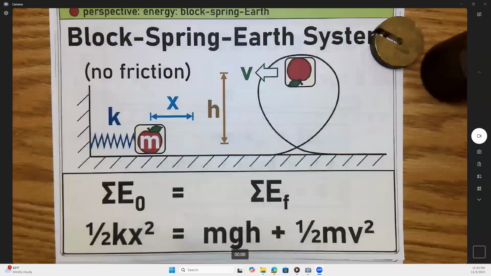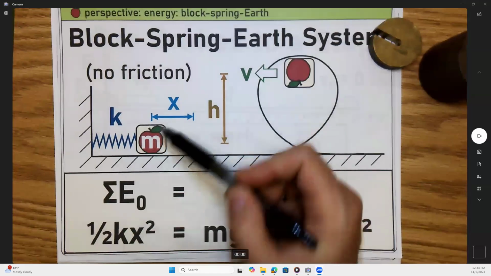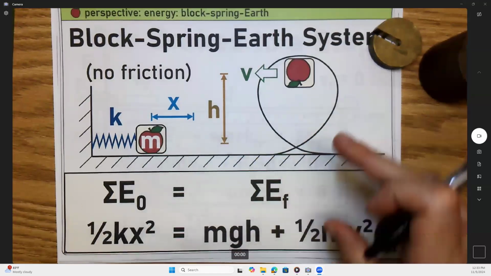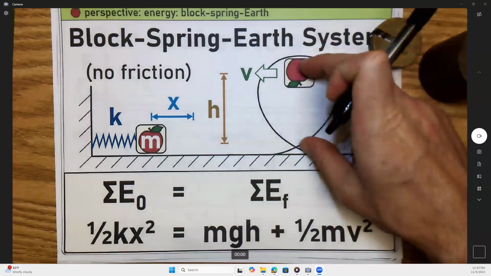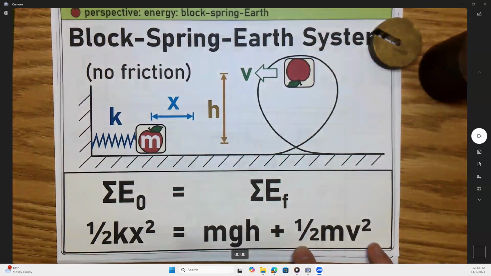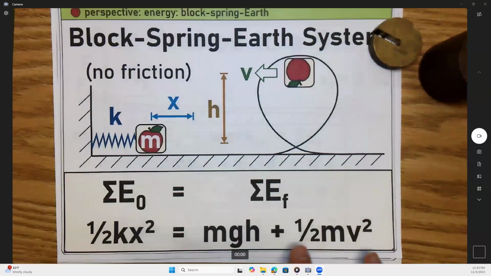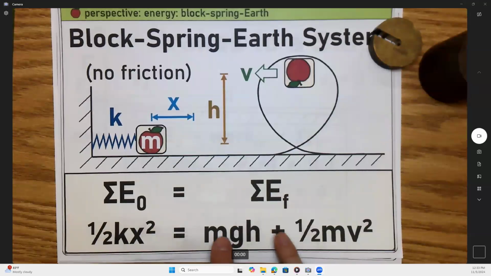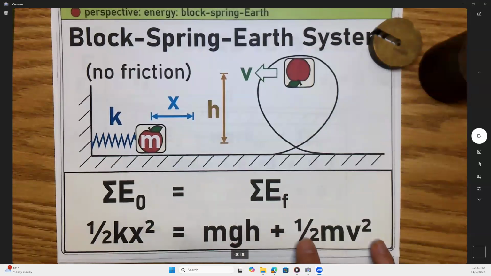Let's do a numerical example. Suppose you squash the spring and I get, like, 100 joules. I'm just making something up. Suppose it took 30 joules to lift it to this height. How many joules of kinetic does it have? Guys, if this is 100 joules and this is 30 joules, how many joules go here? 70, right?